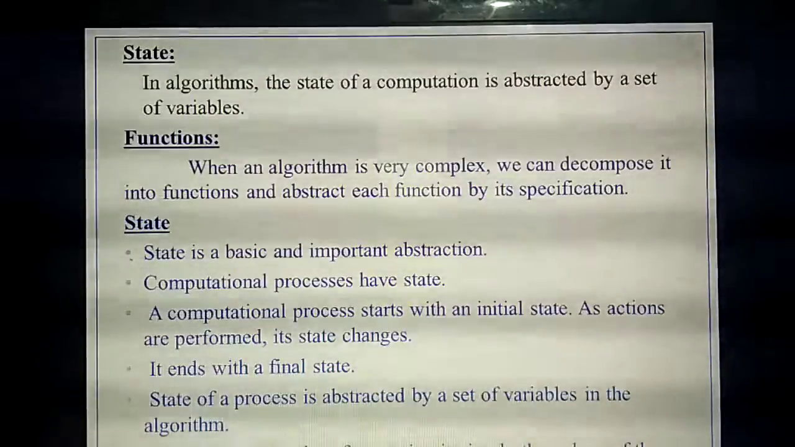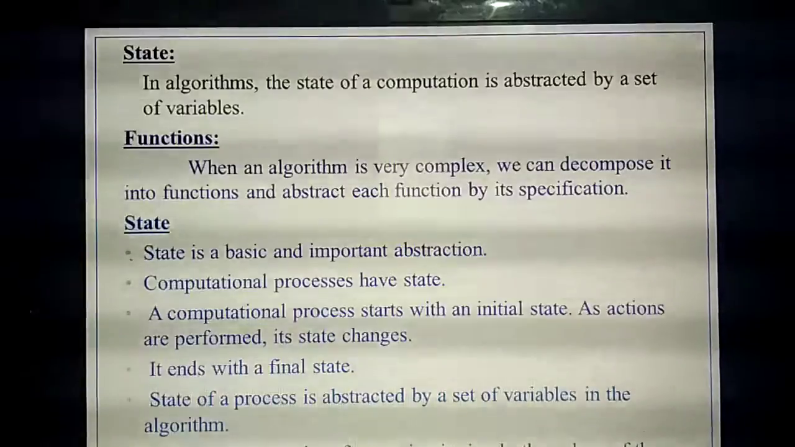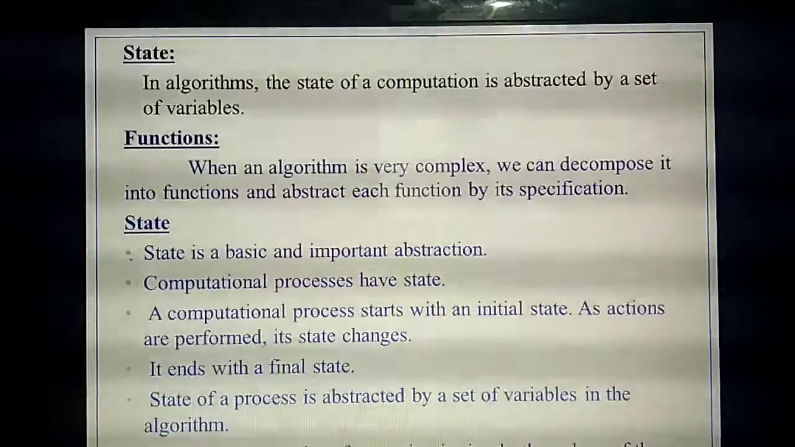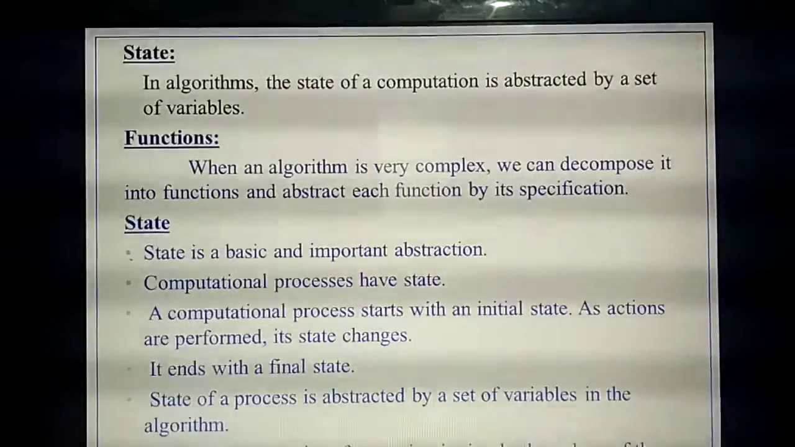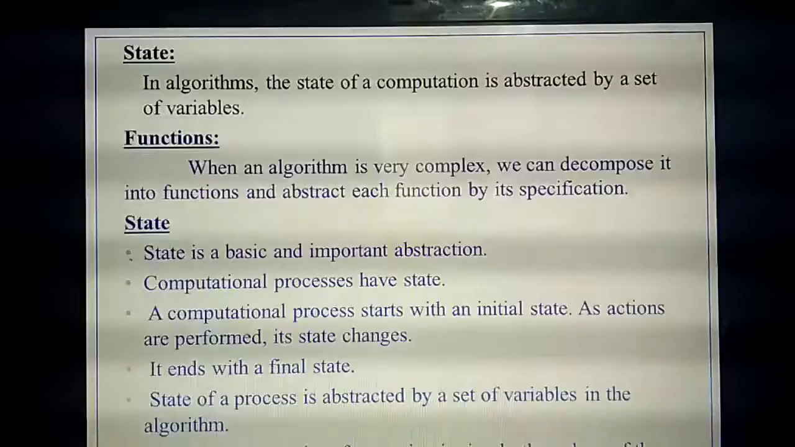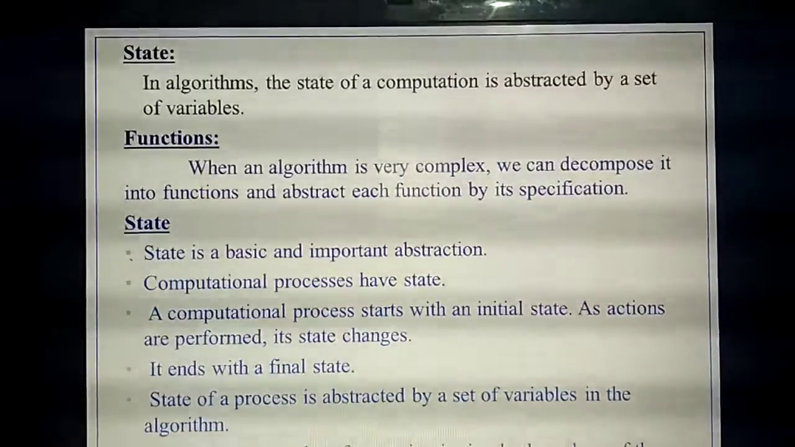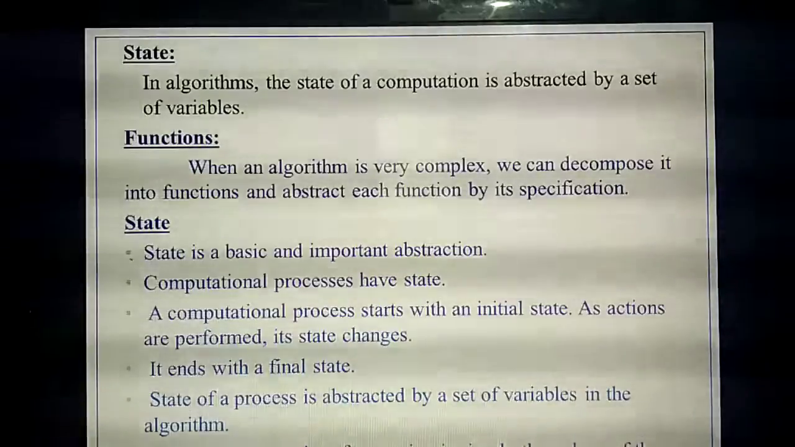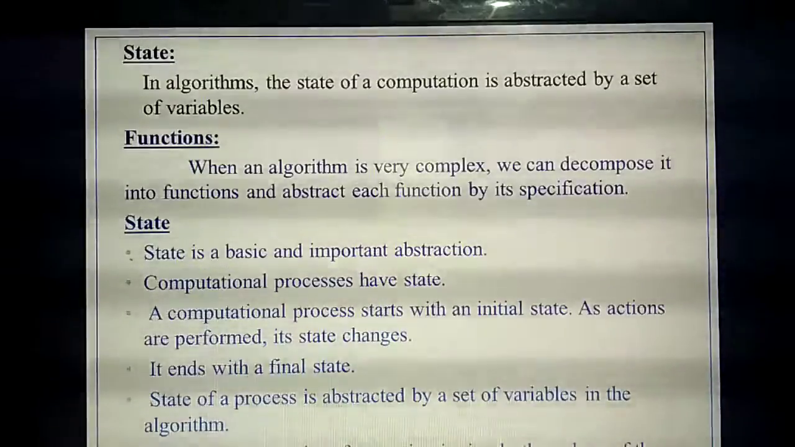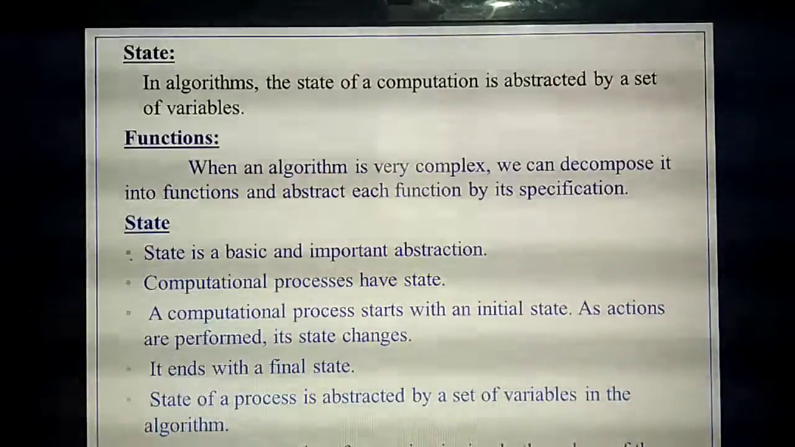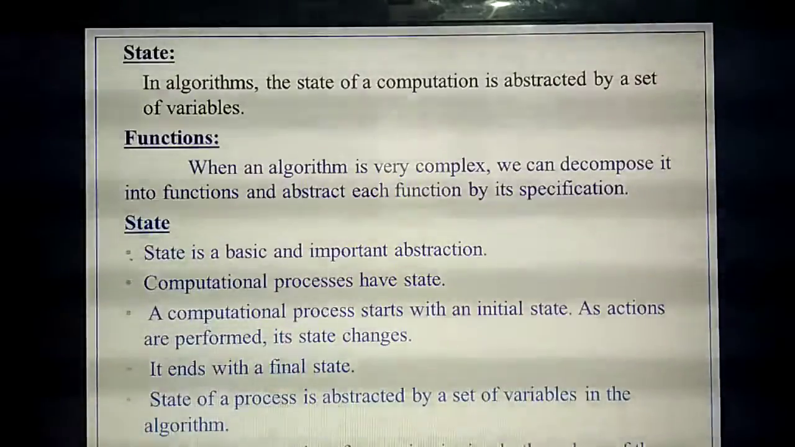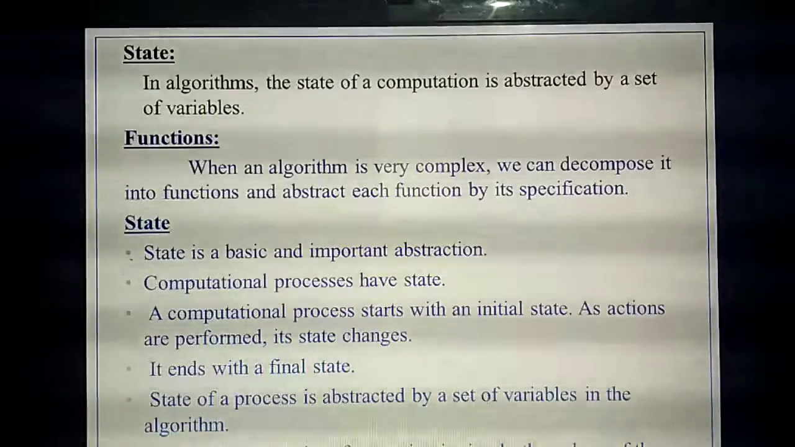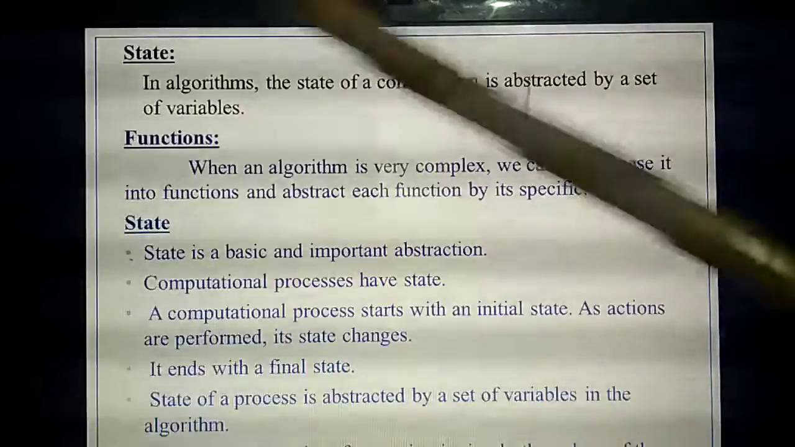Now you read this one. State is the important thing in abstraction. State means what? You are representing the things in variables. For adding 2 numbers, how many variables have you declared? 3. For input, 2 variables: a equal to 5 and b equal to 10. So a and b are input variables. Which is the computational process? Addition is the computational process. A plus b, that is a computational process. Understand now?